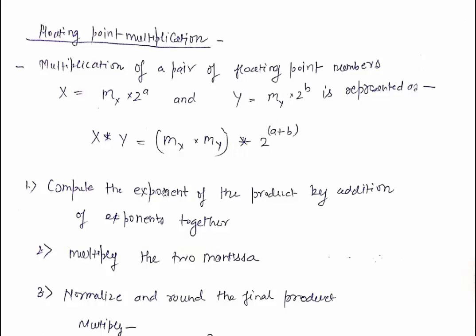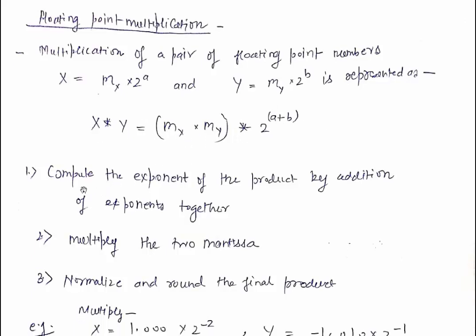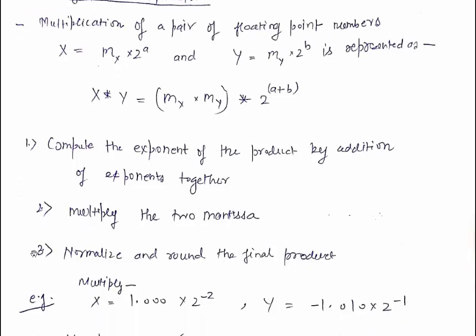Exponents are added together and mantissas are multiplied together. So the first step is to compute the exponent of the product by adding the exponents together, then multiply the two mantissas. And the third step, which is the last, is the same as in addition and subtraction: you have to perform normalization, and after that you have to perform rounding of the final product.